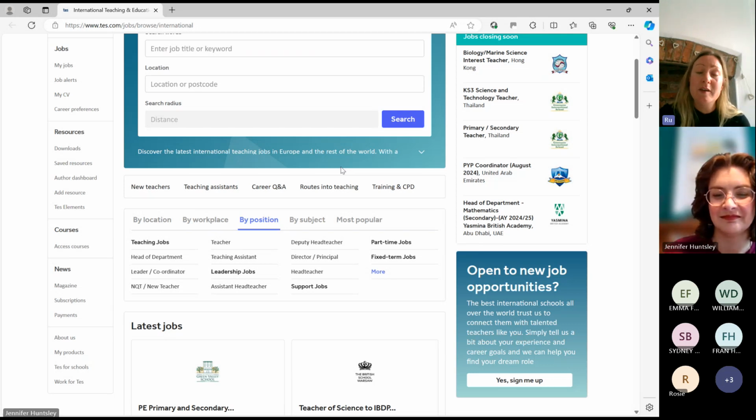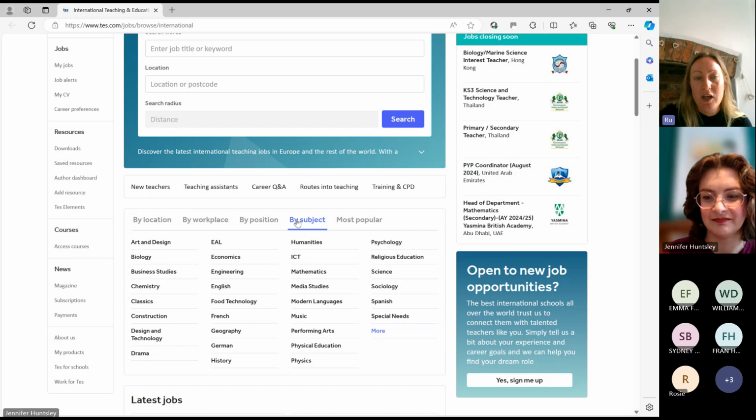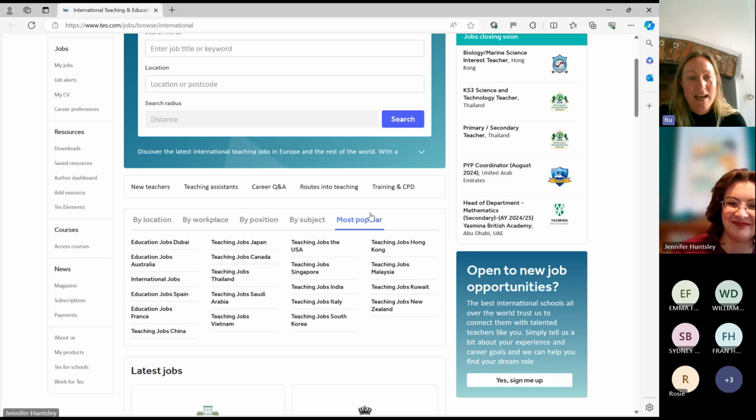You can also search by subject. So if you wanted specifically early years, or you wanted to focus on history, for example, if you wanted to go down a subject leadership route, you could go in there. And then you've got the most popular tab, which will have teaching in Canada, teaching in Australia, etc.